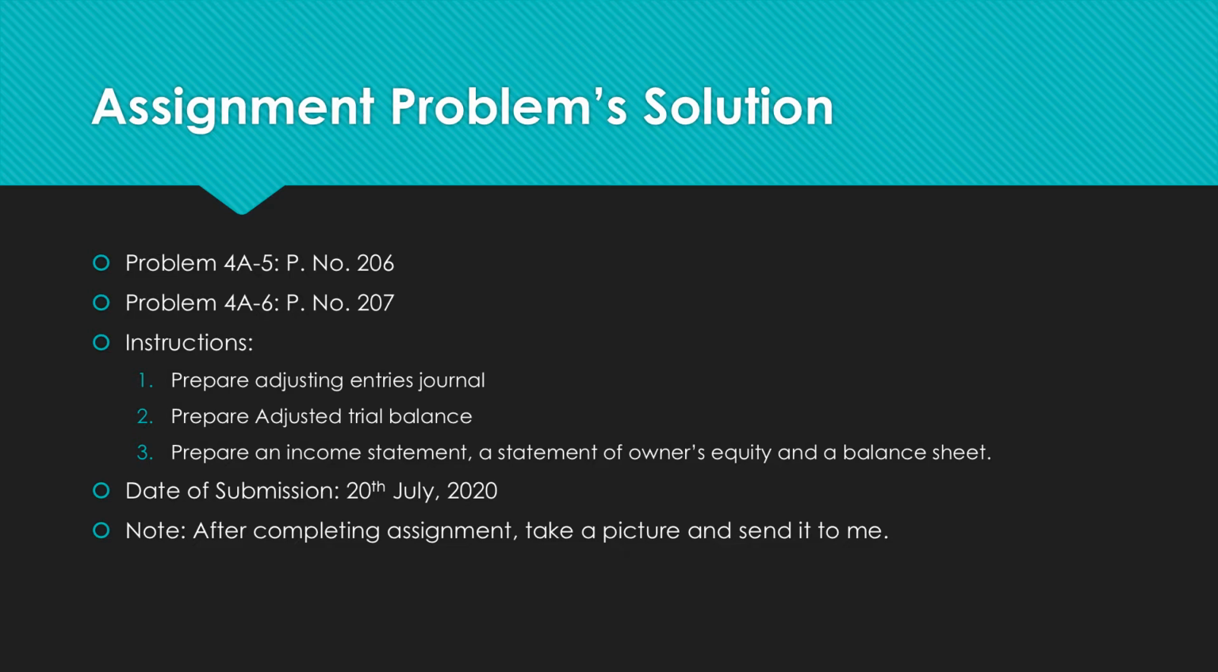Today we are discussing the solution of one of the assignment problems. I gave you two assignment problems, problem 4A5 and problem 4A6. Today we are discussing the solution of problem 4A5. What you are supposed to do from that problem: first we will pass adjusting entries, then we will prepare the adjusted trial balance, then the financial statements: income statement, statement of owner's equity, and balance sheet.